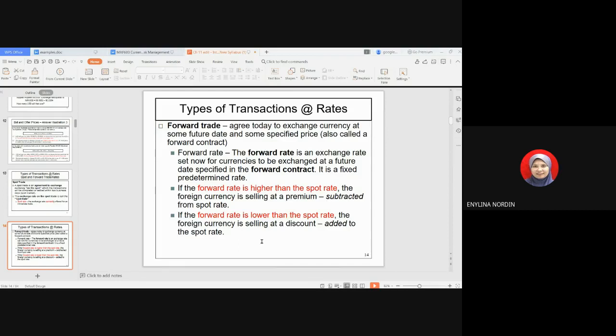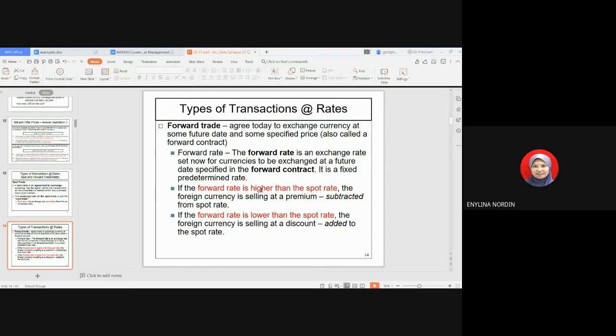So let's say in 3 months time, lagi 3 bulan. But you have set the exchange rate today. So you will be using this predetermined exchange rate in 3 months time, or for the forward contract, within the forward contract period.